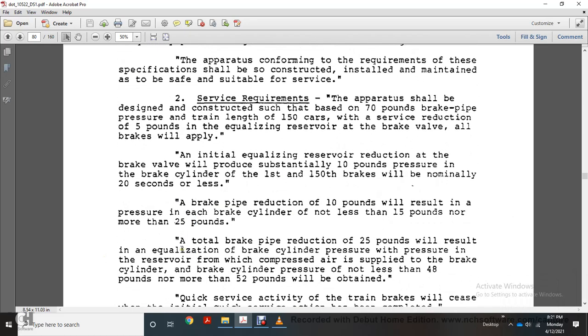Brake pipe reduction of 10 pounds will result in a pressure in each brake cylinder of not less than 15 pounds, no more than 25 pounds. Total brake pipe reduction of 25 pounds will result in an equalization of brake cylinder pressure with the pressure in the reservoir from the compressed air that is supplied to the brake cylinder. The brake cylinder pressure of not less than 48 pounds, no more than 52 pounds will be obtained.